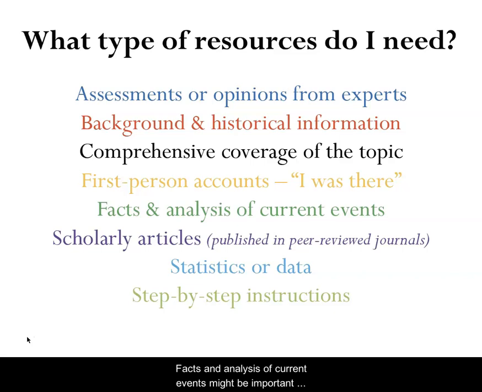Facts and analysis of current events might be important because the topic you're writing about might be consistently evolving. Scholarly articles will probably be needed for your college-level research, and these are published in peer-reviewed journals. Statistics or data can help show the scope of an issue, and step-by-step instructions can explain how something happens.